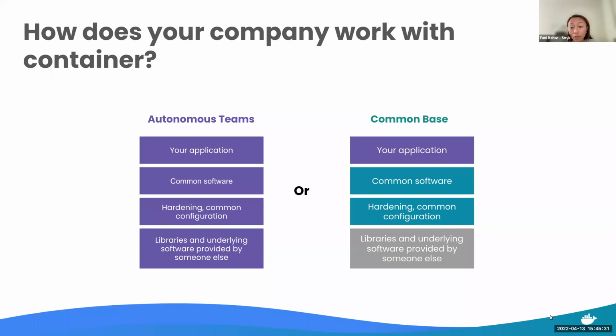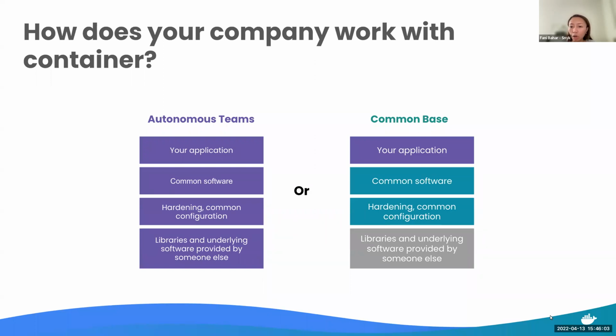The third one is asking how your company works with containers. The reason is that different organizations have different processes to build a container. In this case, we also need to understand how the base image is picked in order to build the container image itself. As you can see here, there are also two different models. The first one is the autonomous team.